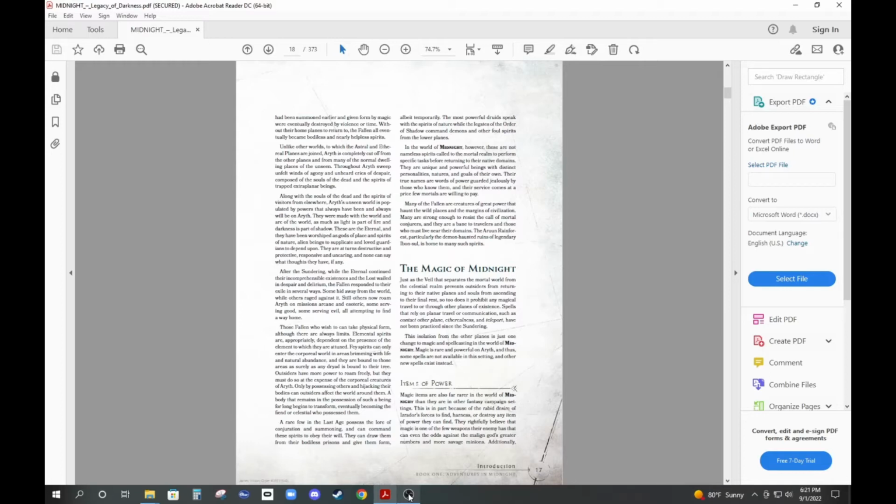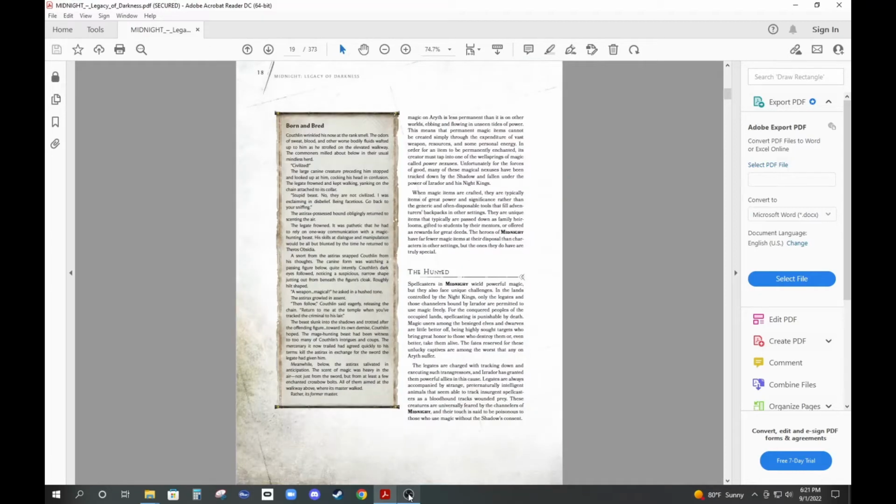Also, magic items are not something that you're just going to be able to walk into a store and buy. They're much more rare than that. And so if you were to find a magic item, it's going to be kind of a big thing, if you were to happen to do that in this game.